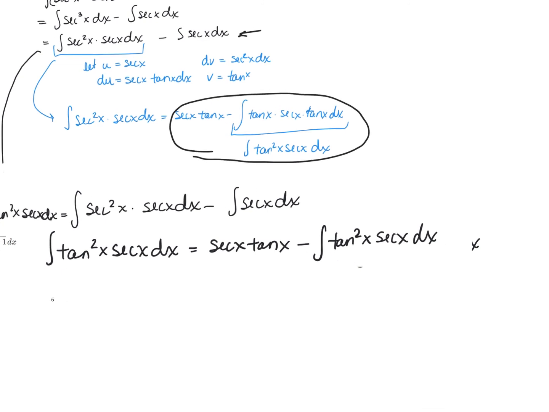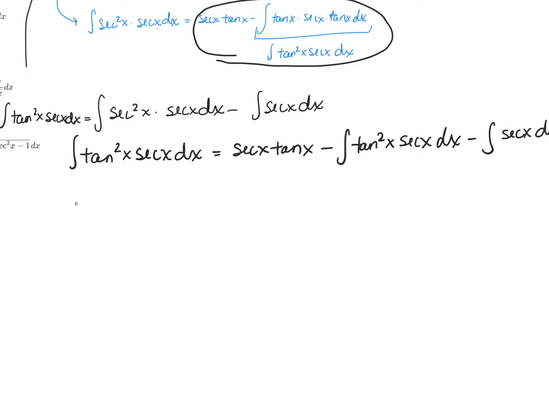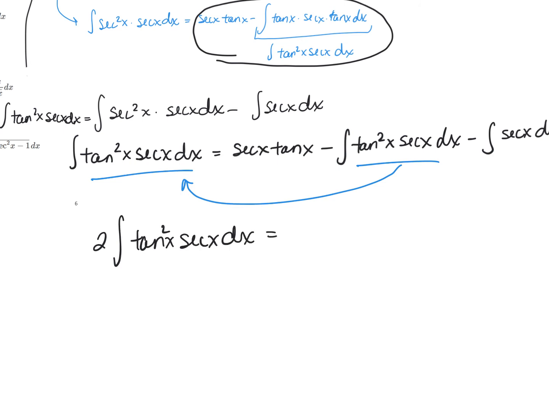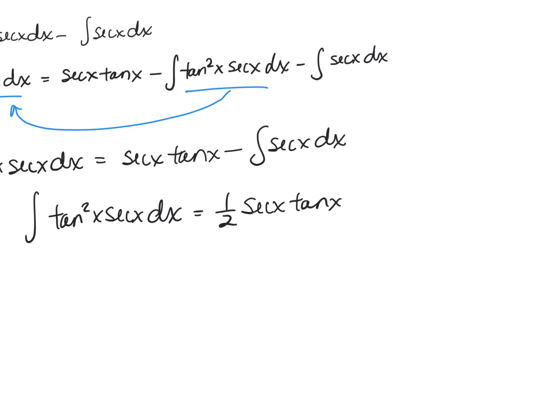Plus I still had this minus the integral of the secant of x dx. So notice how this and this match, so I'm going to bring this to this side. So I'm going to have 2 of those. So I'm going to have 2 times the integration of the tangent squared of x, the secant of x dx. Now we've seen this with integration by parts, so this stuff keeps repeating. It is equal to the secant of x, the tangent of x, minus the integral of the secant of x dx. So then I just divide everything by 2, and so I get the integration of the tangent squared of x, the secant of x dx, is equal to 1/2 the secant of x, the tangent of x, minus 1/2 the integral of the secant of x dx.